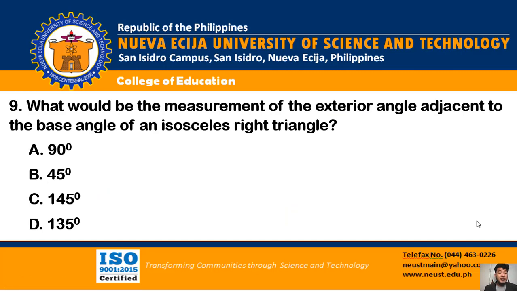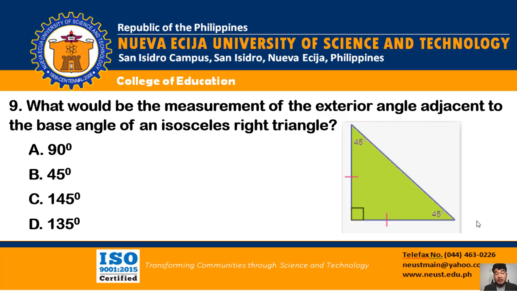Number 9. What would be the measurement of the exterior angle adjacent to the base angle of an isosceles right triangle? So here is an example of an isosceles right triangle. If we extend this side from here up to here, infinity, we will be forming the exterior angle. The exterior angle which is adjacent to the base angle of the isosceles right triangle.